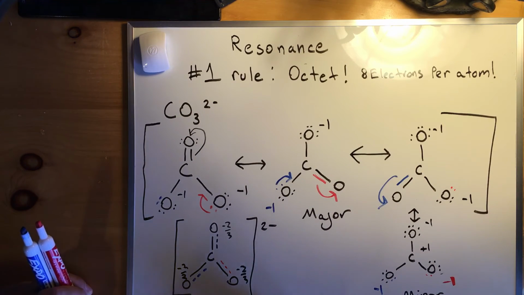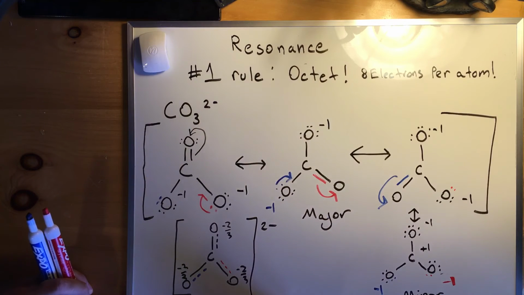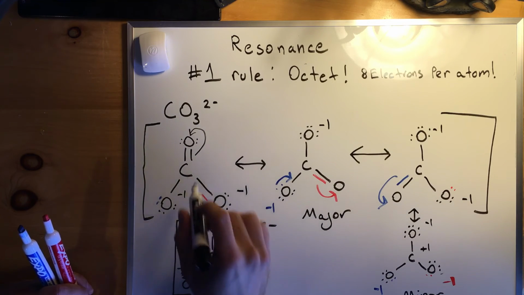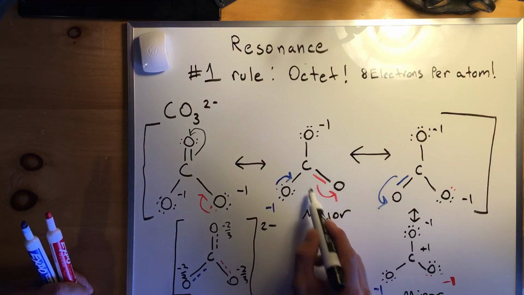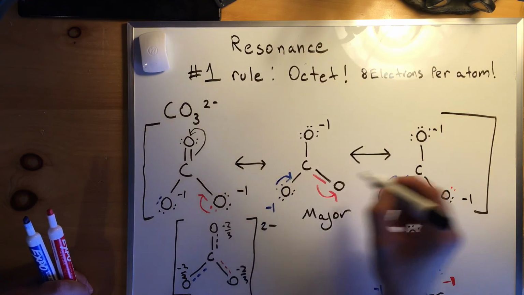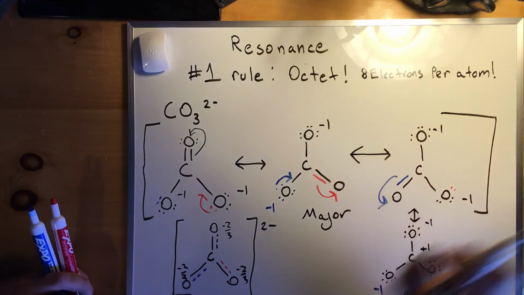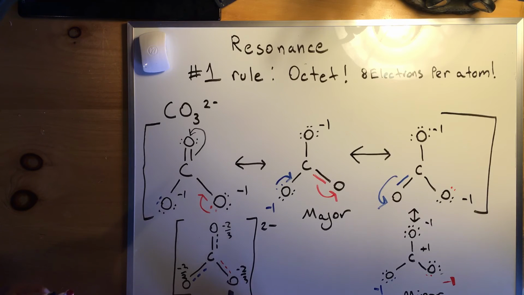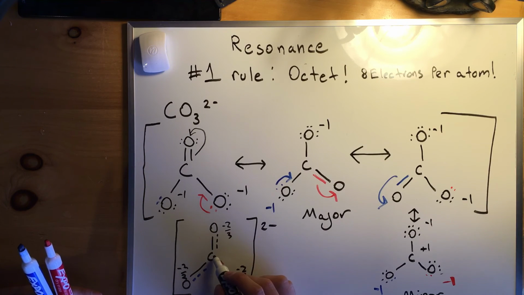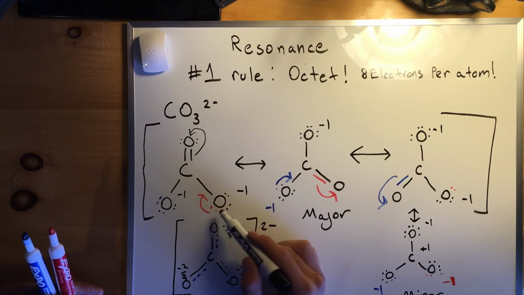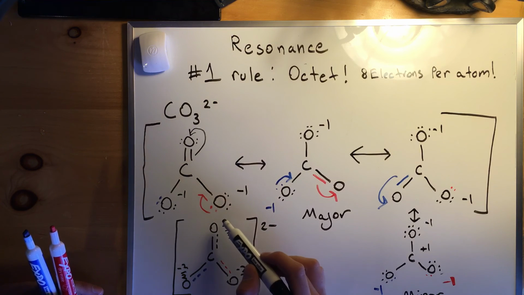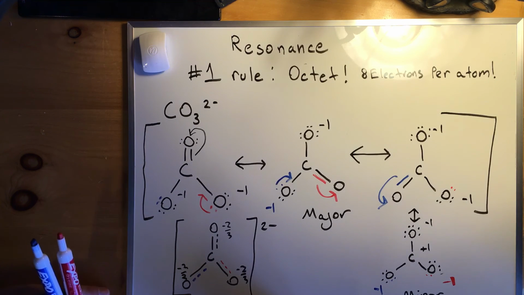Some things to remember with resonance: always try to use the Octet Rule, always track your flow of electrons with arrows, and you can always start with a skeleton. So that base structure stays the same 9 out of 10 times, and you can use that as a guide to see where things could go. Carbons don't like charges. Oxygens are really useful in resonance because they can take or give electrons pretty easily.